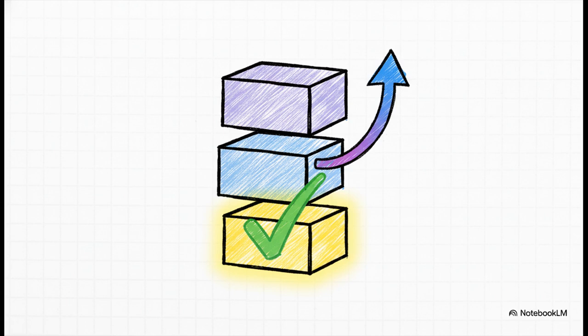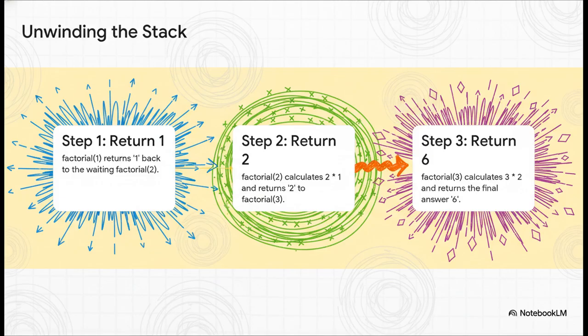The whole thing starts to unwind, and all those paused functions can finally get their answers. So watch this. Factorial 1 knows its answer is just 1. It hands that 1 back up to the factorial 2 function that's been patiently waiting. Factorial 2 says, awesome, thanks. It calculates 2 times that 1 it just got and gets a result of 2. Now it can finally finish its job, and it hands that 2 back up to the original factorial 3 call.